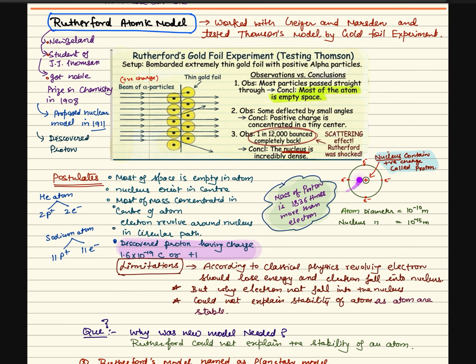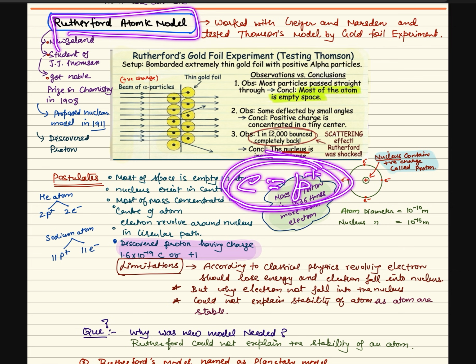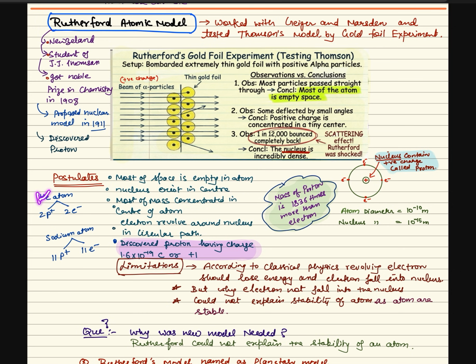Electrons revolve around the nucleus, and he discovered the proton, and the proton charge is opposite of the electron. The charge is equal and opposite, but the mass of the proton is very high in comparison to the electron. So it means the number of electrons is equal to the number of protons according to the Rutherford atomic model. Only if they are equal is the atom stable. For example, a helium atom has 2 protons and 2 electrons. Sodium, atomic number 11, has 11 protons and 11 electrons.